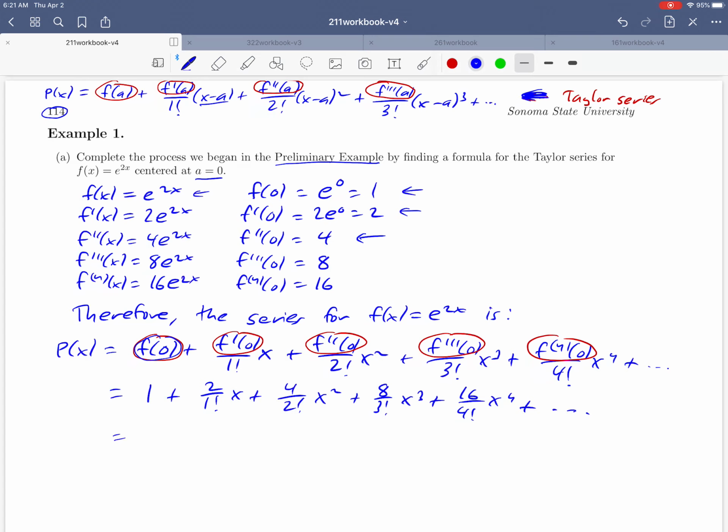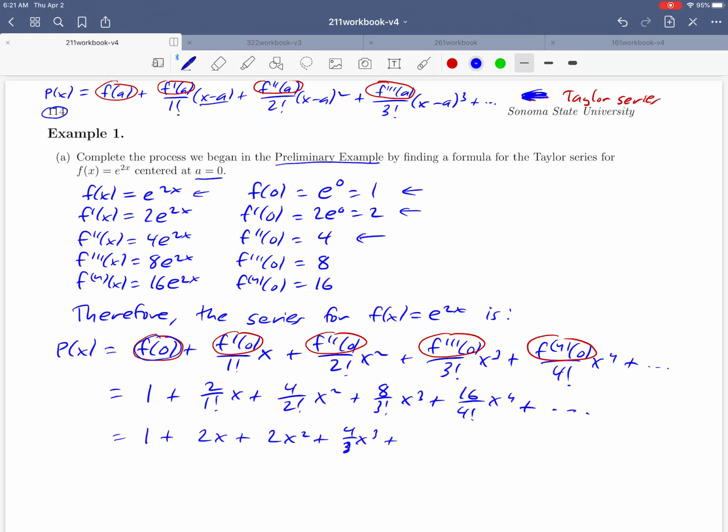Okay, and what we wrote above would actually be an acceptable answer. So we could leave it like that, or we could do a little simplifying. And I'm going to simplify in this case just to illustrate that these numbers are the same numbers that we got back in the preliminary example. So 2 over 1 factorial is 2. 4 over 2 factorial is 4 over 2, which is 2. 8 over 3 factorial, that's 8/6, which is 4/3.